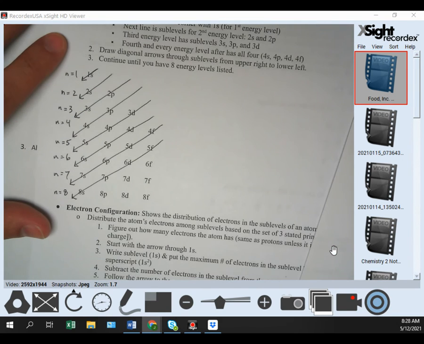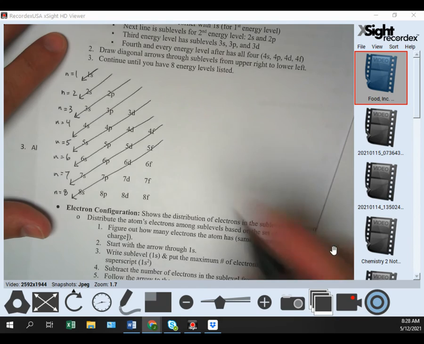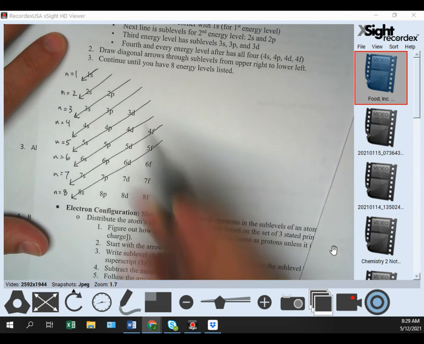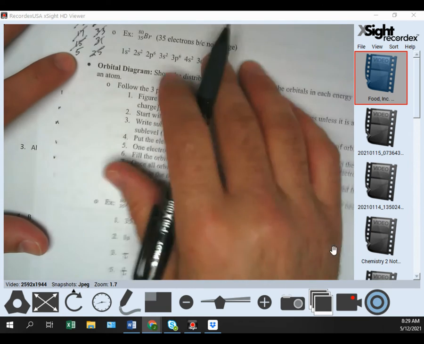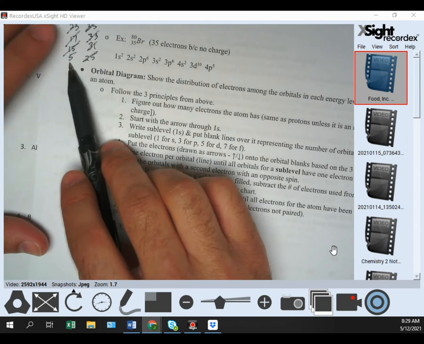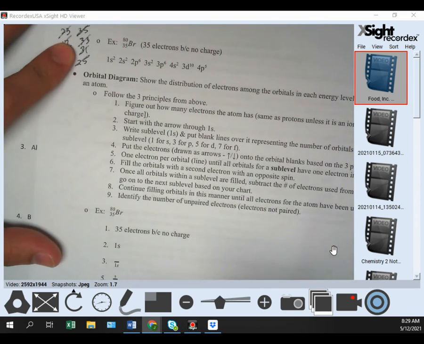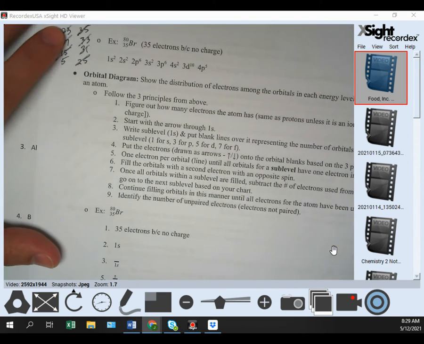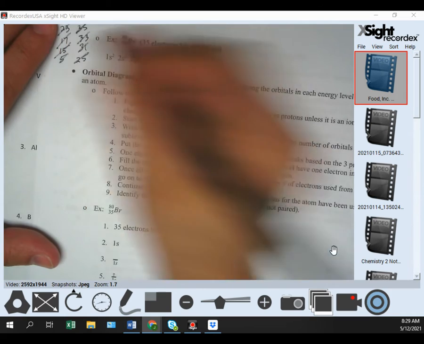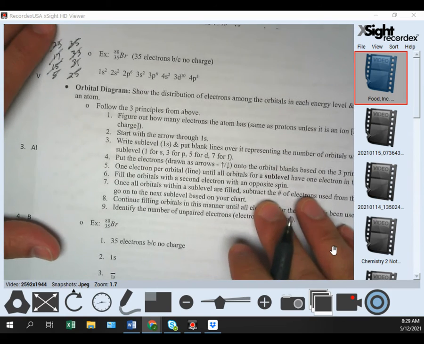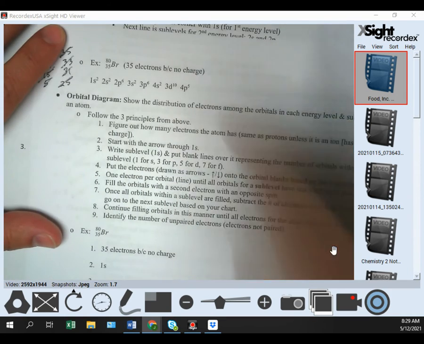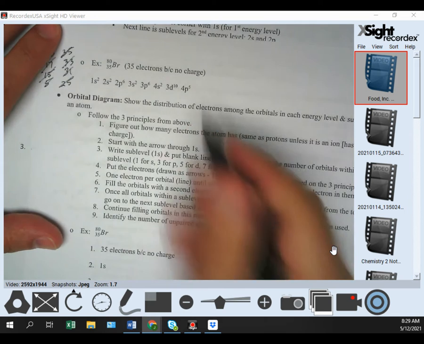We continue this until we run out of electrons. So after 3d, we hit 4p. 4p can hold how many? 6. But how many do we have left? Five. So you put the number you have. You don't put 6 because you don't have 6. We only have 5. So we put 4p5, and now we run out to 0. This is the electron configuration. That's the answer. This whole thing right here is the answer.